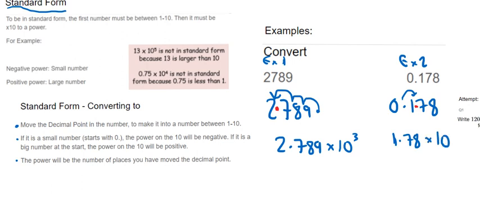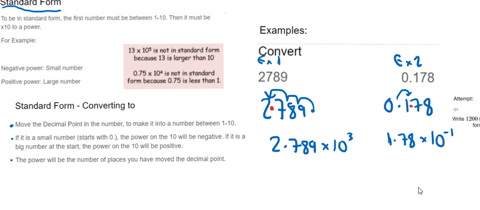Now, if you read the second point on the bottom here again, if it's a small number at the start, if it starts with 0 point, which in this case it does because it's 0.178, the power on the 10 will be negative. That means I get a negative power there. And then it's just how many places you move the decimal point. In this case, I've only moved it one place, so minus 1. So that's the answer: 1.78 times 10 to the power of minus 1.